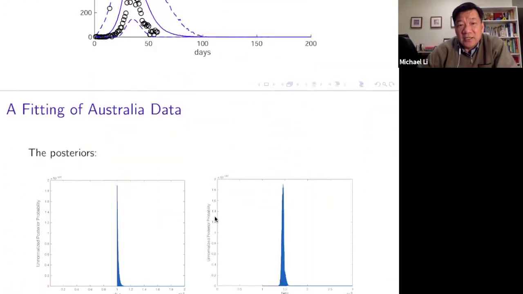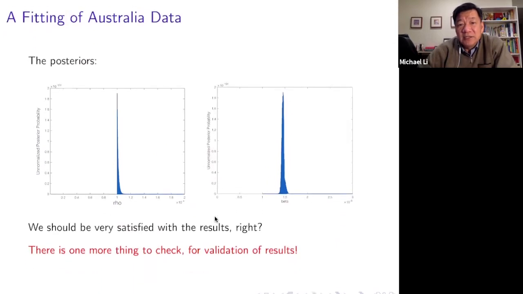And then let's check the posteriors. This is the posterior for rho. It is so concentrated. For beta, it's also concentrated. So that doesn't show any non-identifiability whatsoever. So we said, well, this is great. We should be very happy. But then we thought, maybe we check one more thing. We check how many people are infected. We want to check the I.